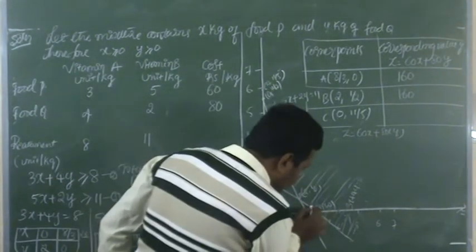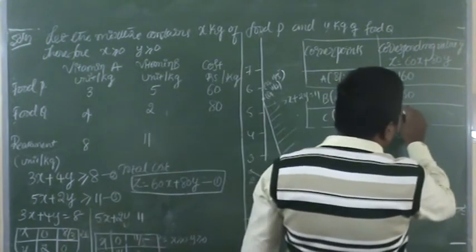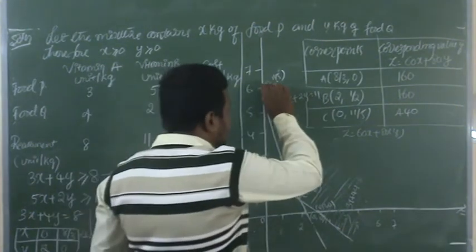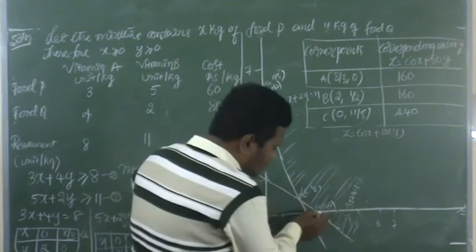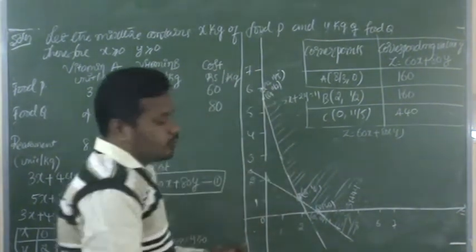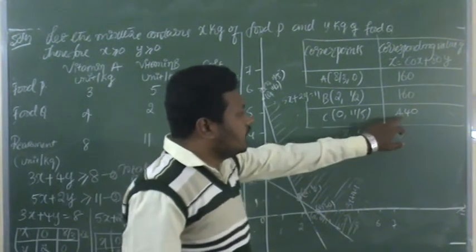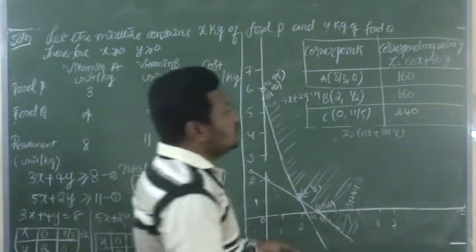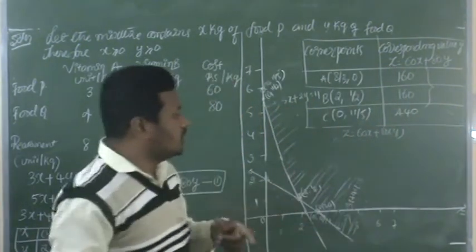This is not a point. We get 440. We take this point. The corner points: this is the first point, this is the second point, and this is the third point. Therefore for point C, (0, 11/5), we get 440. Now the minimum cost is 160, at the point.